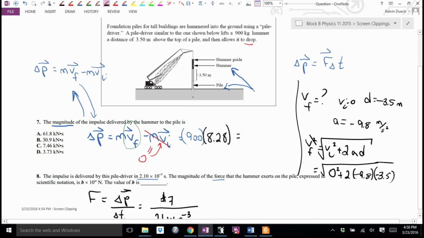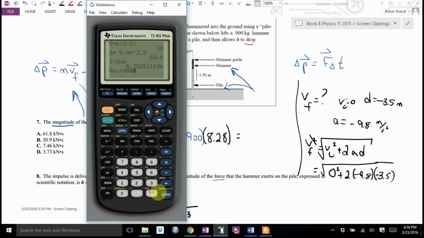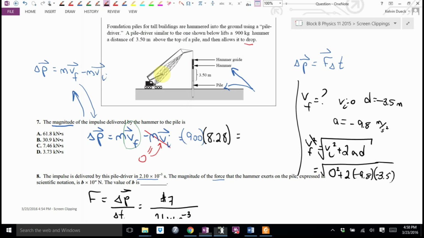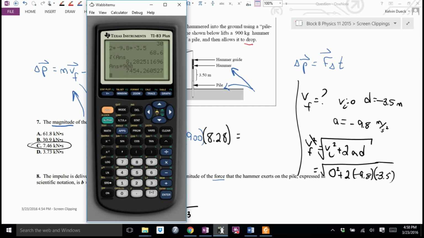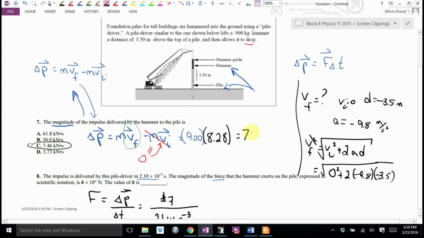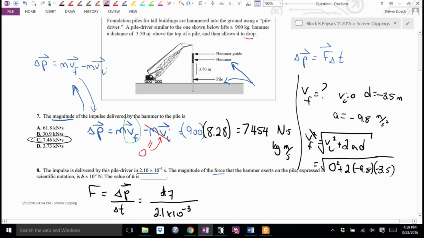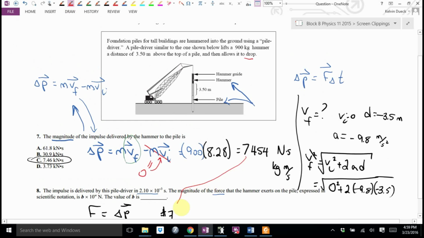And if I multiply 8.28 times 900, I get that answer, which is 7,454 newton seconds, or kilogram meters per second, because those are the same units for momentum. So the answer to number 7 is C. What did I get? 7,454. And you can either write that as newton seconds, or you can write that as kilogram meters per second. Those two units are pretty interchangeable. Then I'm now going to transfer this down to there.